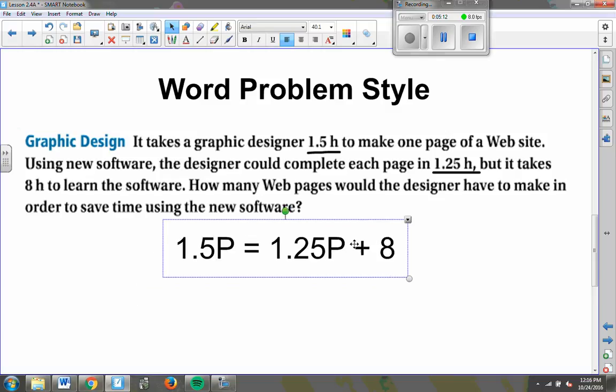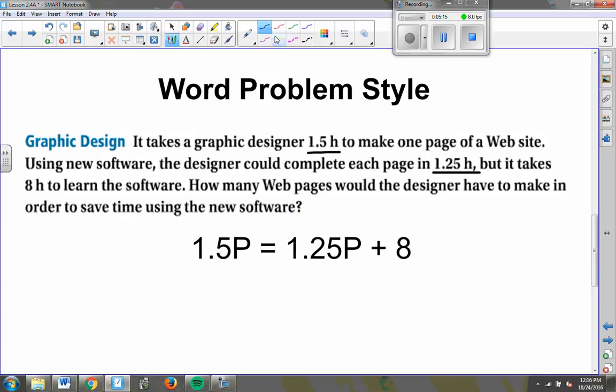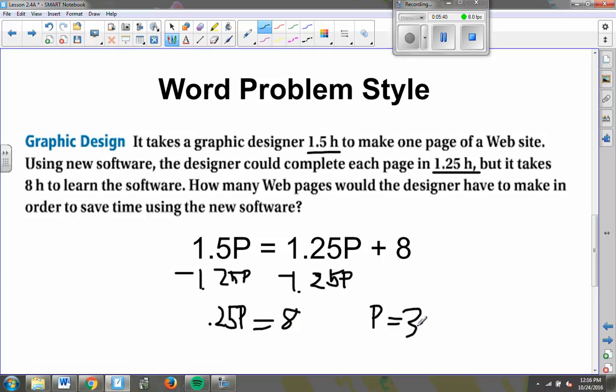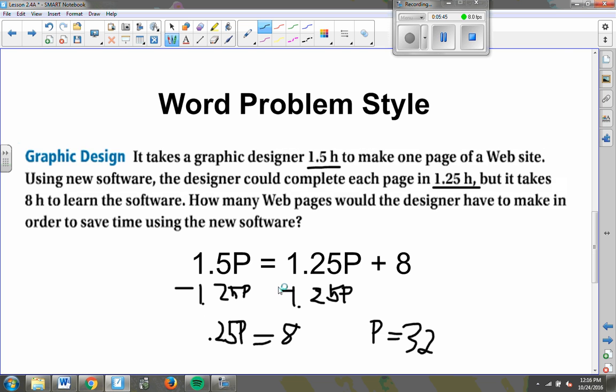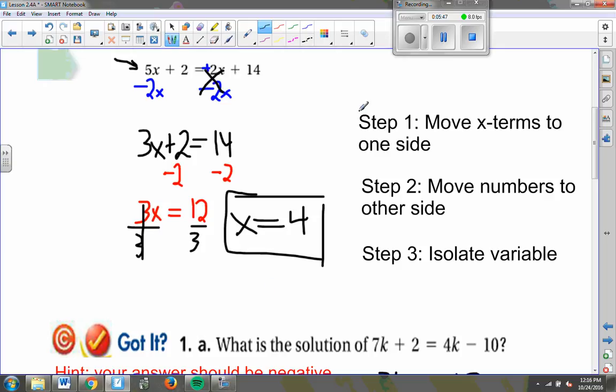So now I have this equation, and I could solve this as well by moving this 1.25p term to the other side to be with the 1.5p, by subtracting. Subtract 1.25p, subtract 1.25p, and end up with 0.25p equals 8, and then I isolate by dividing. I end up with p equals 32. Okay, so we can see this in word problems as well, and then you'll have to write your own equations, but once we do, it's just these 3 steps, right? Just these 3 steps here.